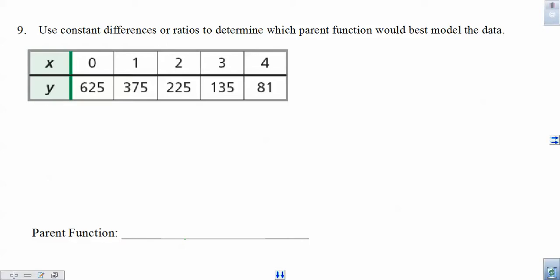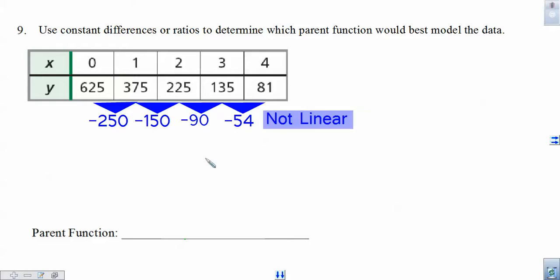So just understand that if we're trying to check to see if something is linear, we have to go to the first differences. So we'll look at all of these and find the first difference. Remember, to find these first differences, take the second number and subtract the one before it. So 375 minus 325, we went down 250. 225 minus 375, subtract those, down 150. Down 90, down 54 for the other ones. Now we know it's not linear because those numbers are not the same.